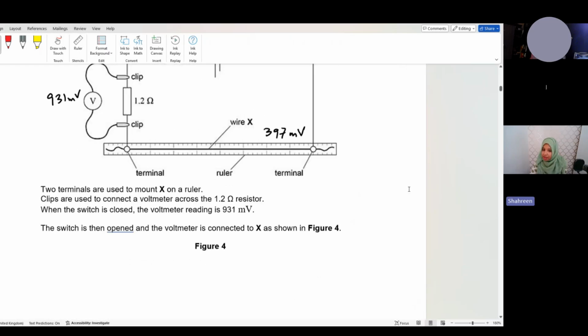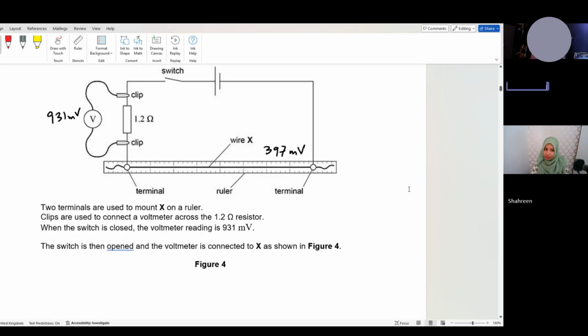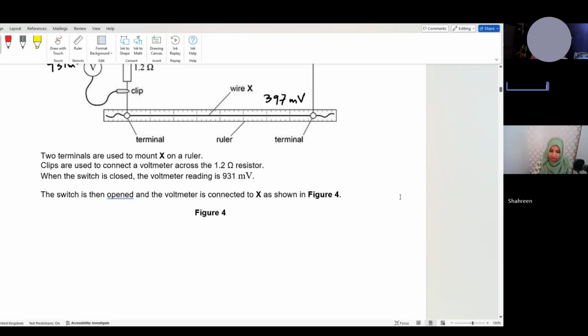Do you remember the ratios formula? Yes. R1 over R2 equals V1 over V2. Very good, exactly. So in this one, you don't need to find the current at all, right?